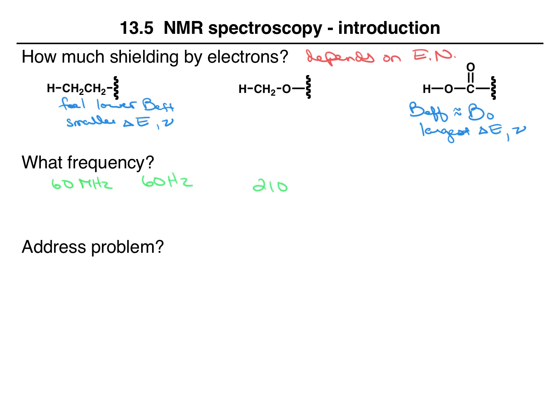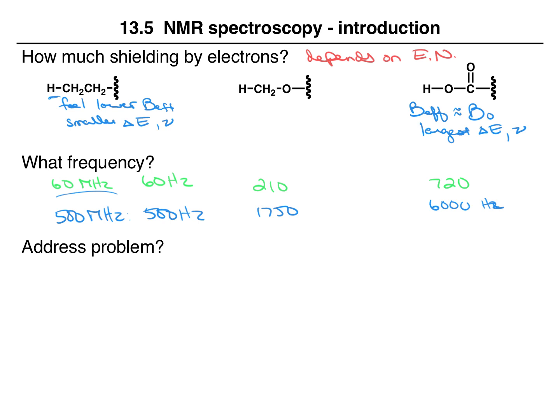This one would be 210, and this would be 720. So that's great. We can see a significant difference between these three types of hydrogens. But the problem comes in because if instead of the 60 megahertz, we use, for example, a 500 megahertz instrument, well, this hydrogen would absorb at 500 hertz, this one at 1750, and this one at 6000 hertz.